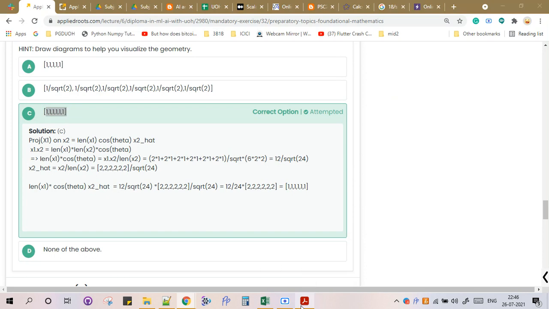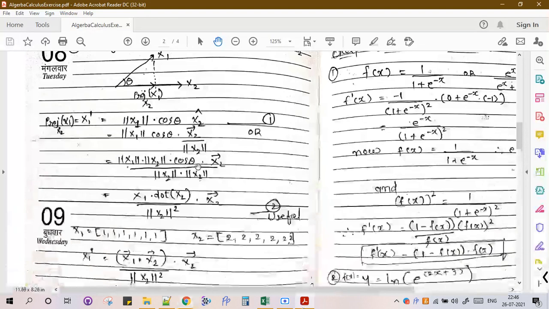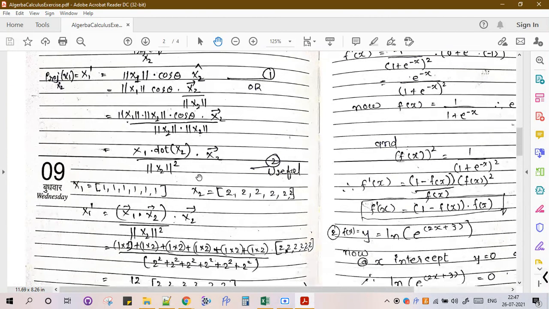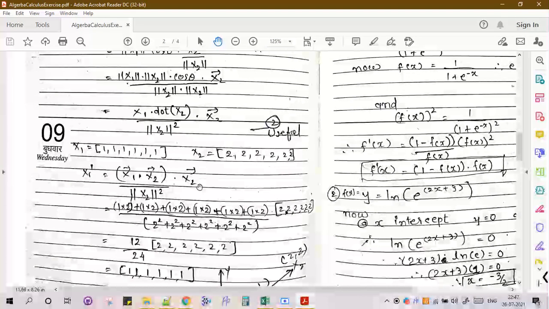But we have this formula, just remember this formula: x1 dot product x2 into x2 vector, right? X2 vector we have because projection is a vector, divided by mod x2 square. And how did we get it? We just multiplied x2 on numerator and denominator. Then our life would be easy because we don't care about cos theta anymore.